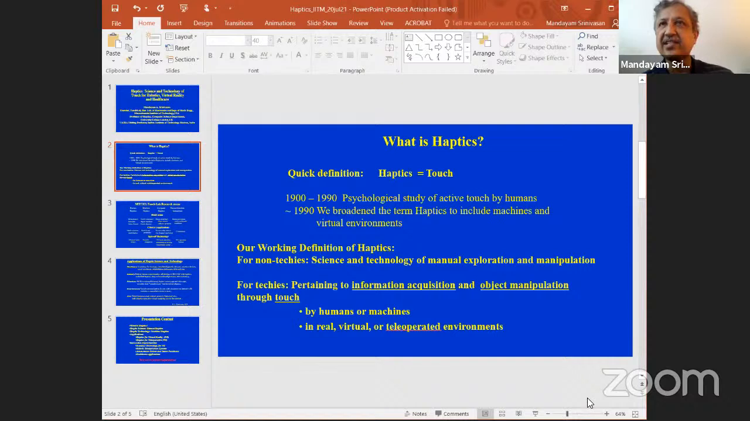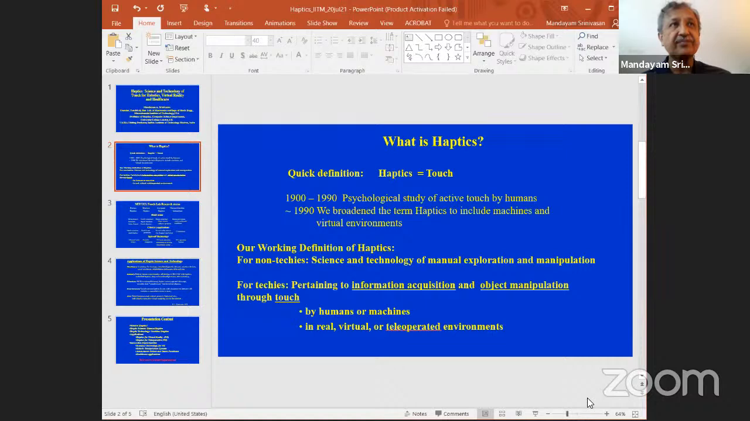For techies, it is a little more precise definition. It pertains to information acquisition and object manipulation through touch. It can be by humans or by machines, and it can be in real environments, virtual environments, or teleoperated environments. Teleoperated environments, as you all know, are where the human operator sits in one room and is able to operate at a distance in another place, which can be within the same room or across a continent.